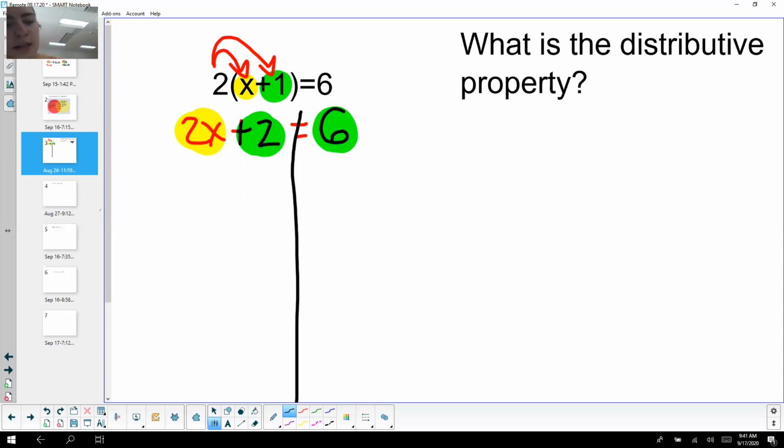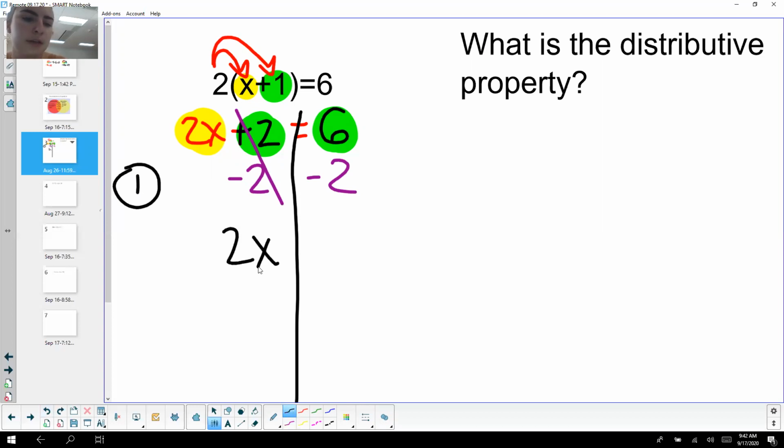Before I can do that, I need to get this 2 over to the right side because I need to start taking the steps to get x by itself. I can't just do it all at once. So step 1, I'm going to subtract 2 from both sides, because I want to get rid of this positive 2 term. I'm going to rewrite: 2x, because I haven't touched that, equals 6 minus 2, which is 4.